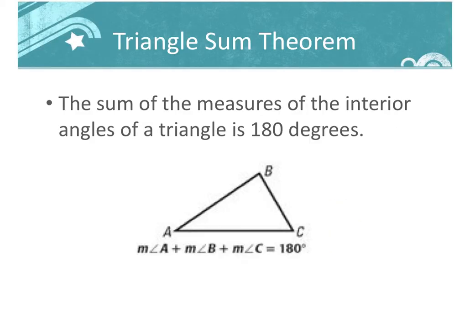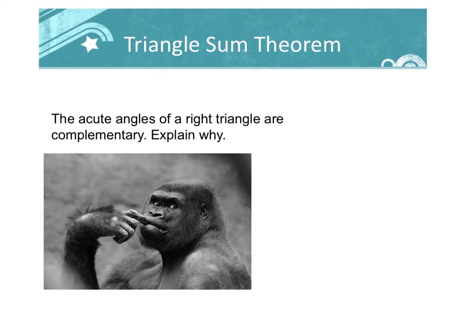Now, it's called the triangle sum theorem, and it says the sum of the measures of the interior angles of a triangle is 180 degrees. In other words, if you were to add the measure of angle A plus the measure of angle B plus the measure of angle C, you would get 180 degrees. Now let's take a look here.